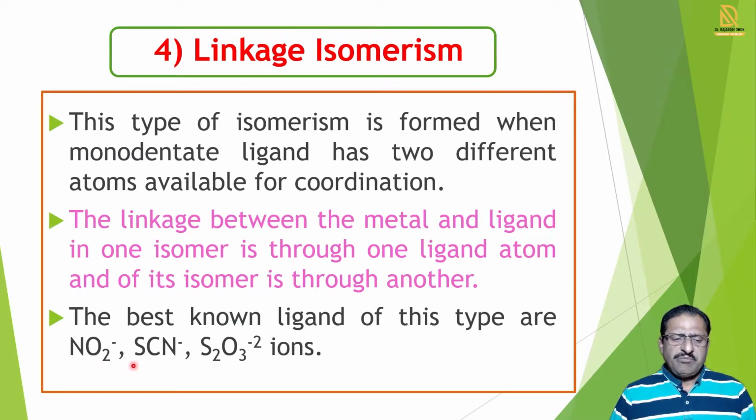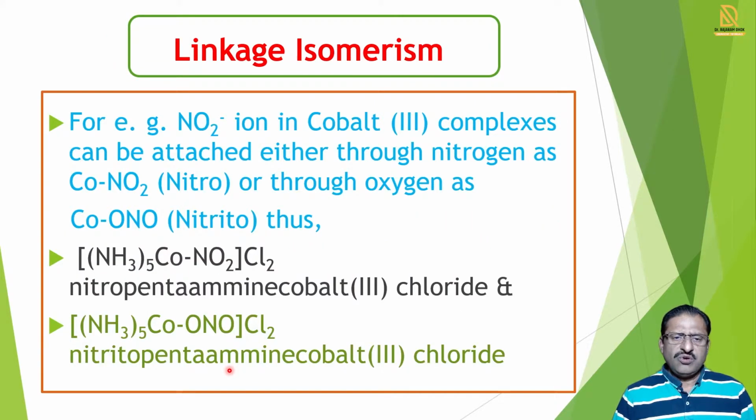One of the second examples is SCN. Sulfur is the donor atom, but when nitrogen is the donor atom, then the second isomer is formed. Then S2O3 2 minus: in that S2O3 2 minus, sulfur is the donor atom, but when oxygen becomes the donor atom, then there is formation of the OS2O2 type of isomer. So we see some examples of that. For that purpose, we take some examples of NO2.